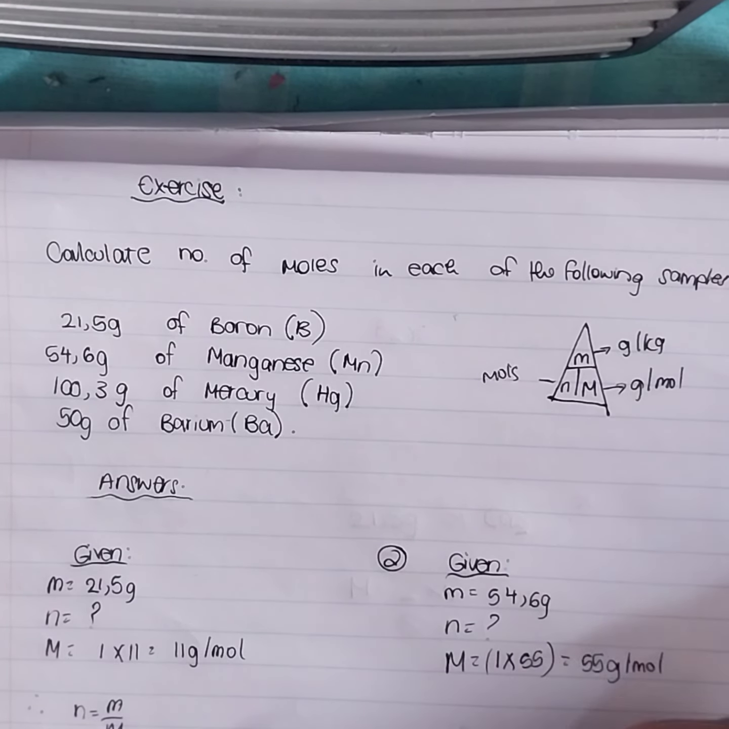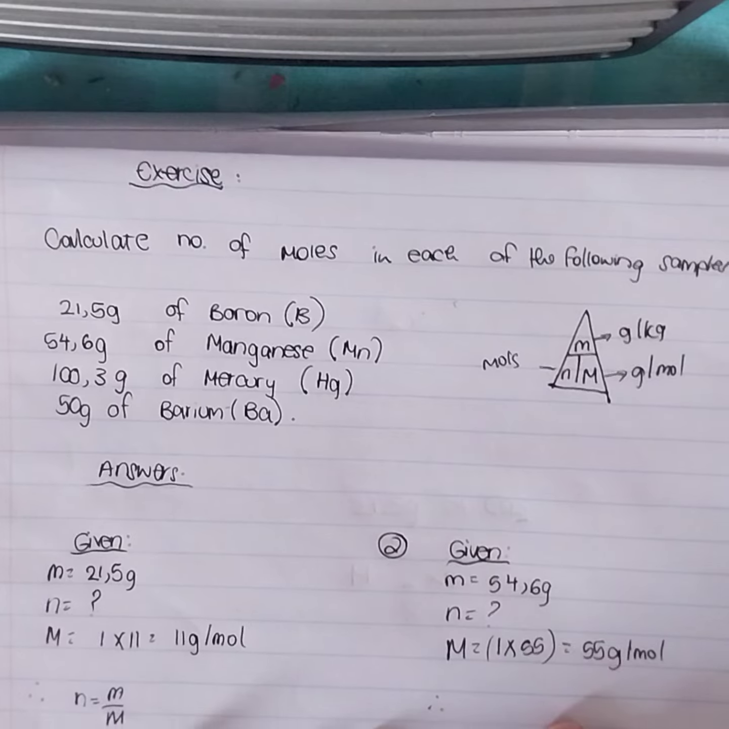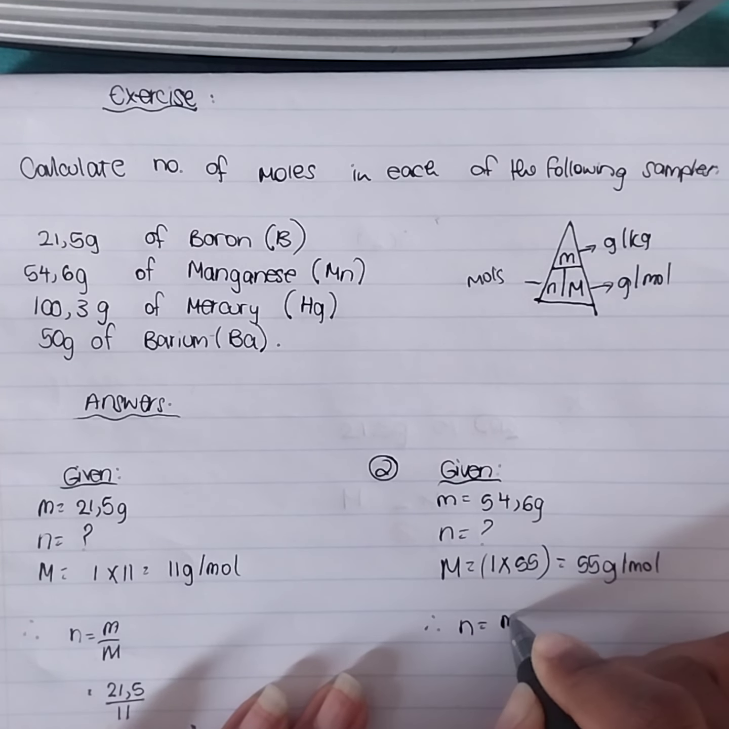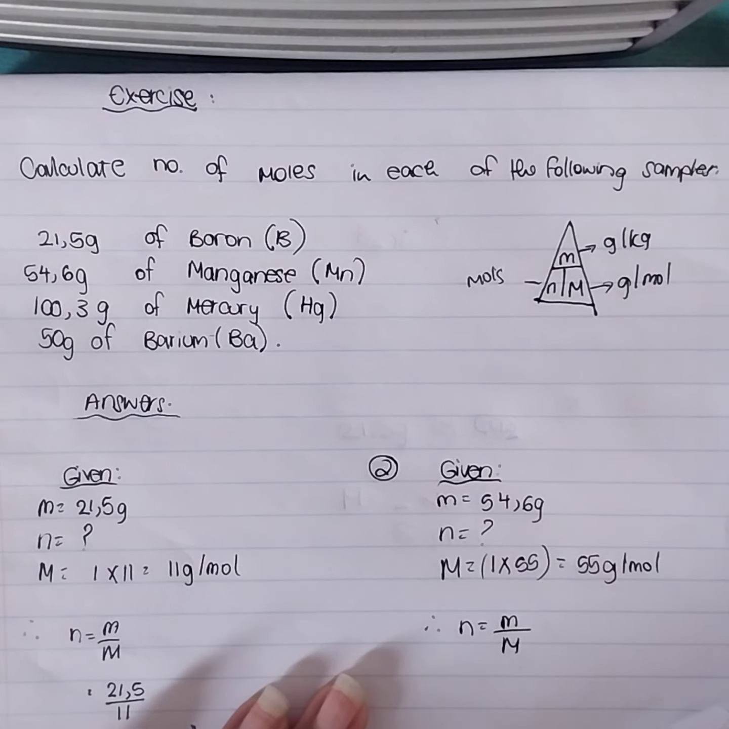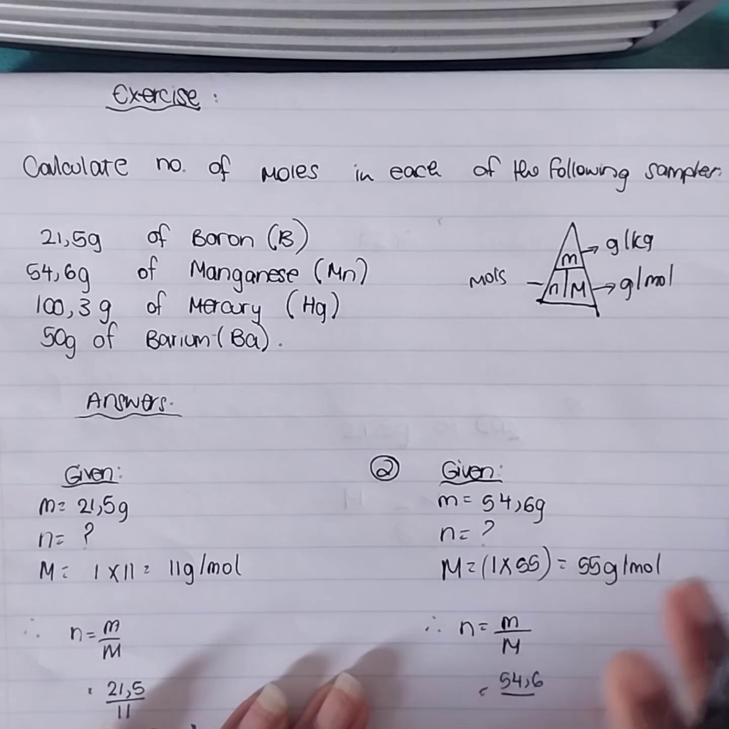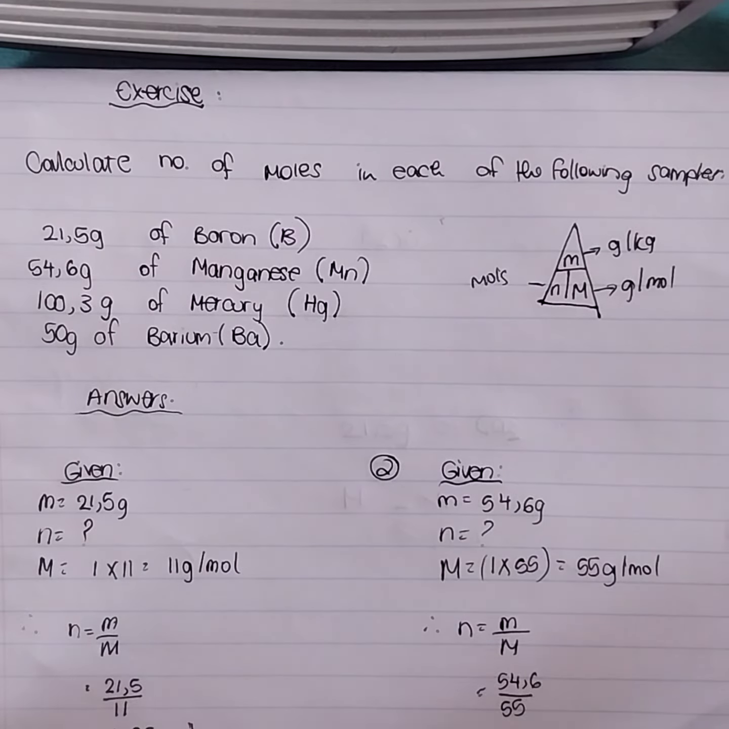So calculate number of moles. Do this for you guys over here. N is equal to M over M. All right. What is our mass? 54.6 over what? Our molar mass, 55. All right, so let's do that. 54.6 over 55, which I'm typing on my calculator.